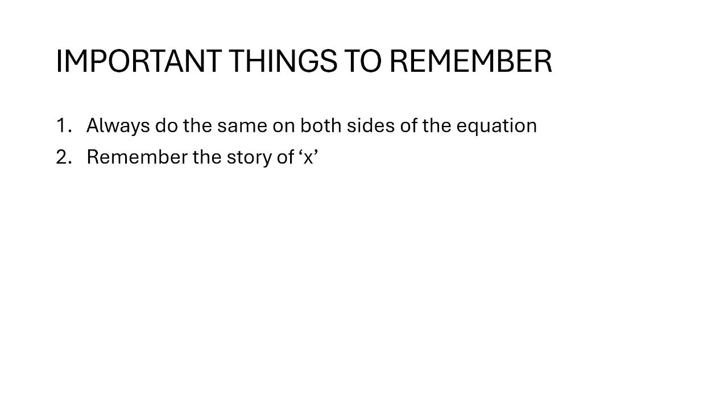Secondly, this is more of a method thing, but remember the story of x. So when you look at the equation, think what is happening to the x, and to solve for x, you reverse it. So say it's x plus 3 again. What you would do is take away 3 from both sides. The story of x is that it's getting 3 added to it. The reverse of that is getting 3 taken away from it. You do that to both sides of the equation, remember. With that, let's get on to some examples.